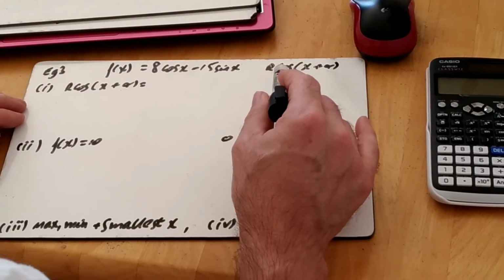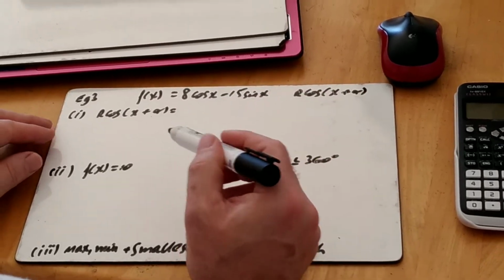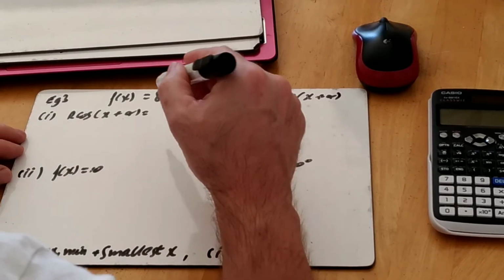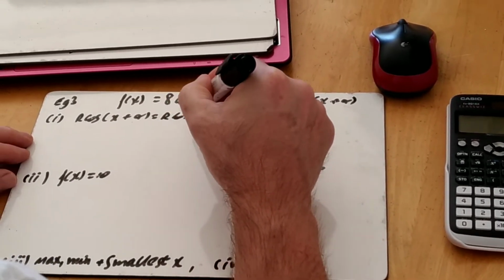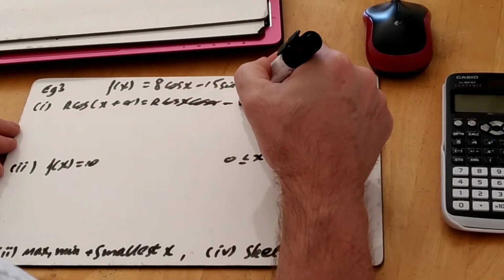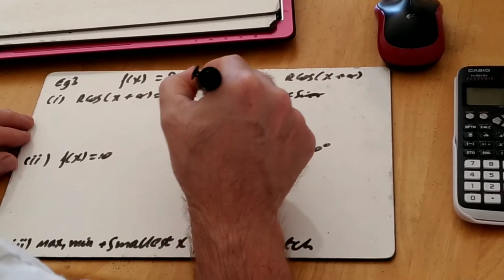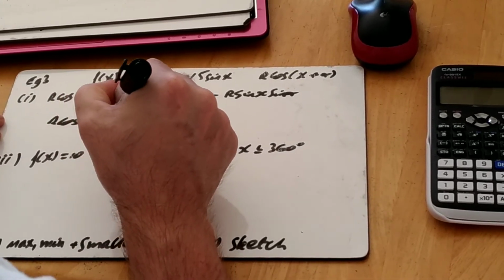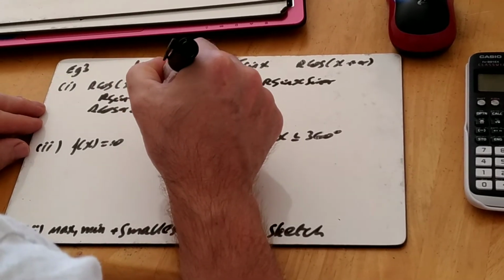You want it written in the form r cos(x plus alpha), so I'm going to do my expansion. We're going to use it to do things with it. So I'll do the first part as normal. I'm going to expand it because of the sum. So r cos x cos alpha minus r sin x sin alpha. And as before, the cos x's match up. So I've got r cos alpha equals 8. And then r sin alpha is the other value, 15.